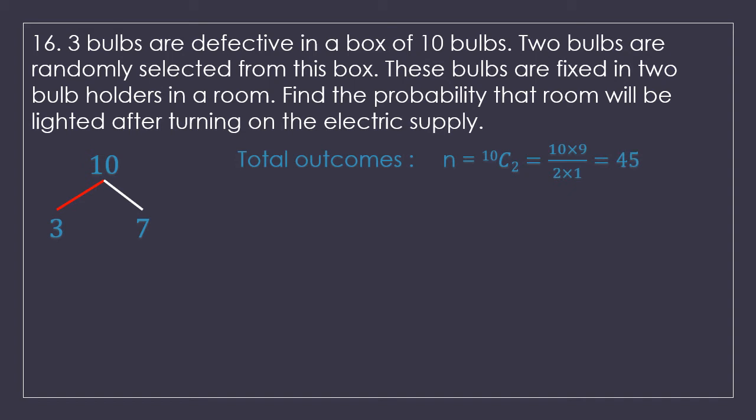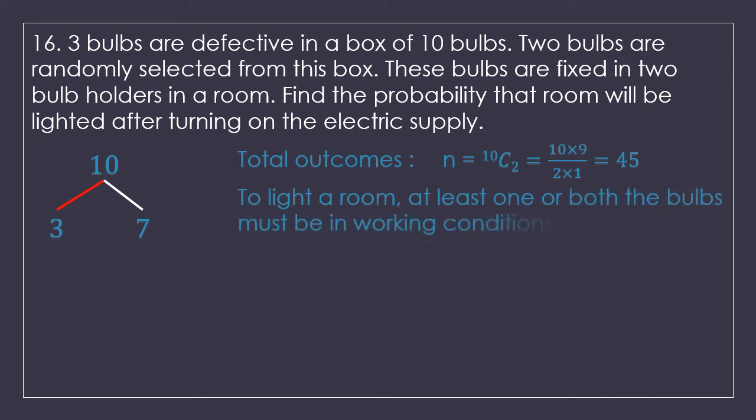Now, to meet the requirement that the room must be lighted, out of the 2 bulbs, at least one or both of the bulbs must be in working condition. If we have put 2 bulbs and both of them are not working, then obviously the room will not be lighted. So to light the room, either one or both the bulbs must be working. We will follow along with the same concept to calculate the probability for this question.